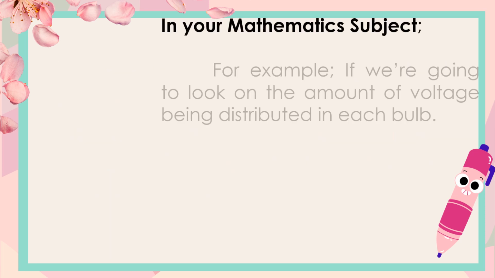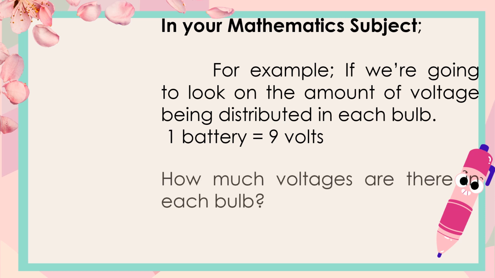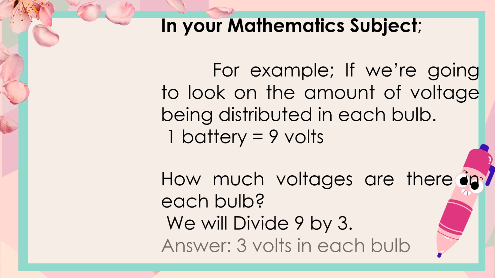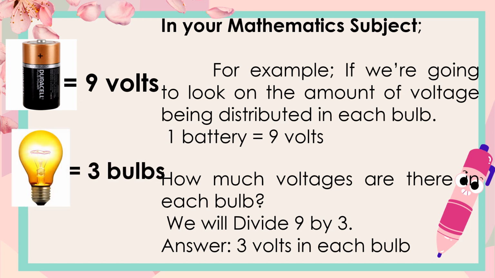In your mathematics subject, for example, if we're going to look at the amount of voltage being distributed in each bulb, one battery is equal to 9 volts. So how much voltage is there in each bulb? We will divide 9 by 3. So the answer is 3 volts in each bulb. So for one battery, that is equivalent to 9 volts, and each bulb will receive 3 volts.